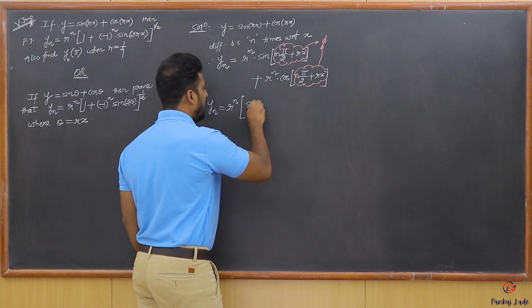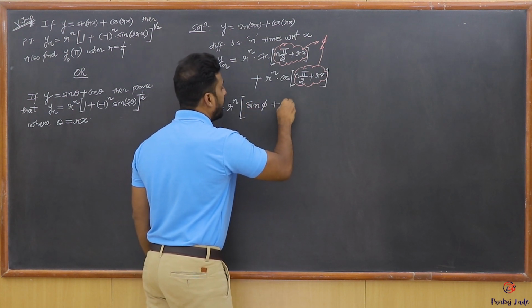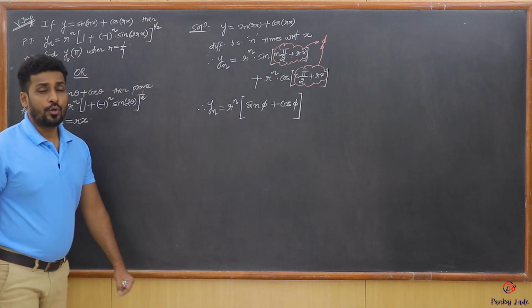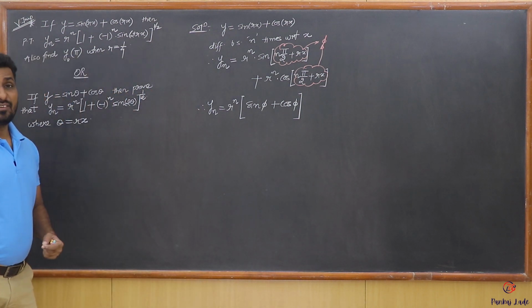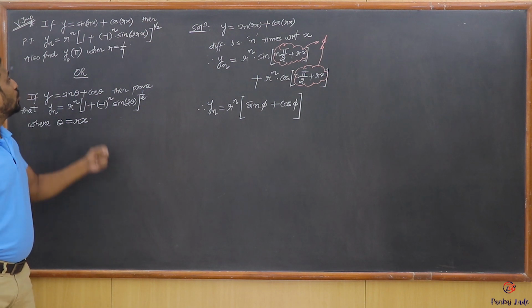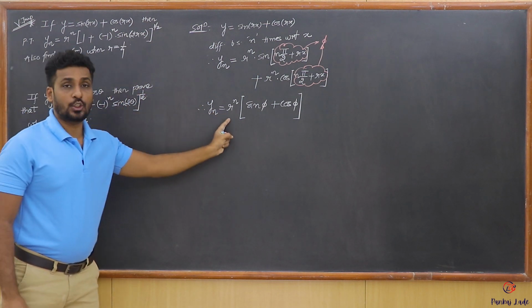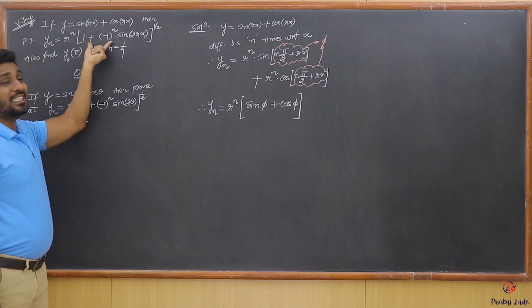I have r raised to n, sine phi plus cos phi. Now you can observe I have got my nth derivative and it is nowhere close to what he's asking me. I can see that there is r raised to n. I have got r raised to n. But look at the term which is present inside the bracket.